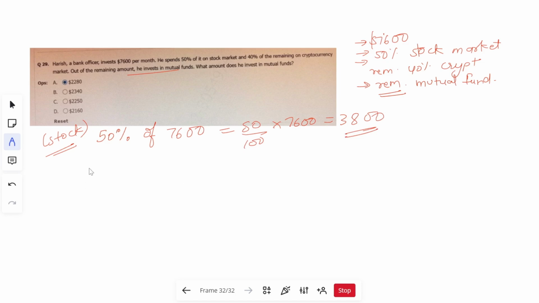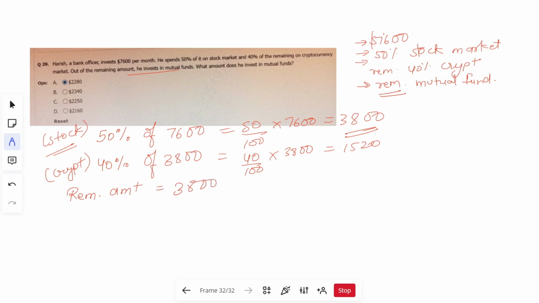So the amount spent on cryptocurrency was 40%, right? So how much are we left with? 3,800. Out of this, 40% he will invest in cryptocurrency. So 40 by 100 into 3,800. This will give the answer as 1,520. Now what is the remaining amount that we are left with? The remaining amount will be: we had 3,800 minus we invested 1,520 in cryptocurrency, so we are left with 2,280. Now 2,280 is the amount that Harish will invest in mutual fund, because that is what we have to find.